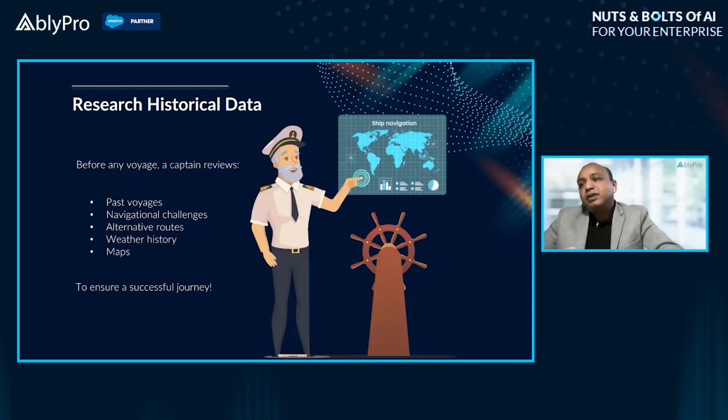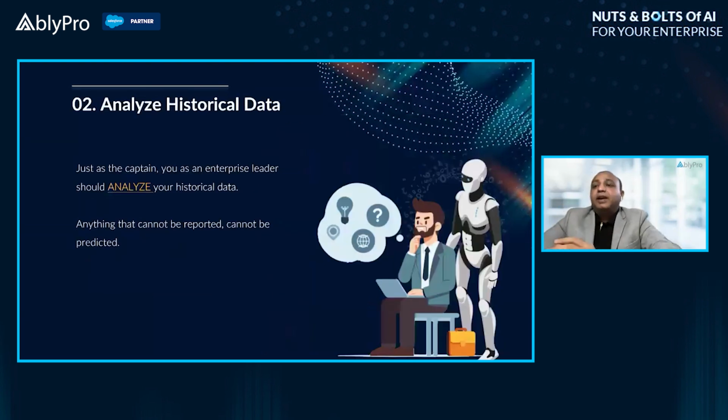And how do you research history? Through understanding the historical data that is there within your organization. Every organization has data and you need to research it. On that data only AI can work. So similarly in an organization or as a captain, you need to analyze the historical data. You need to understand the past behavior of your customers, because anything that you cannot report cannot be predicted. So always remember that if you don't have good historical data, or if the data is not good, and you are not able to report it, you cannot predict it.